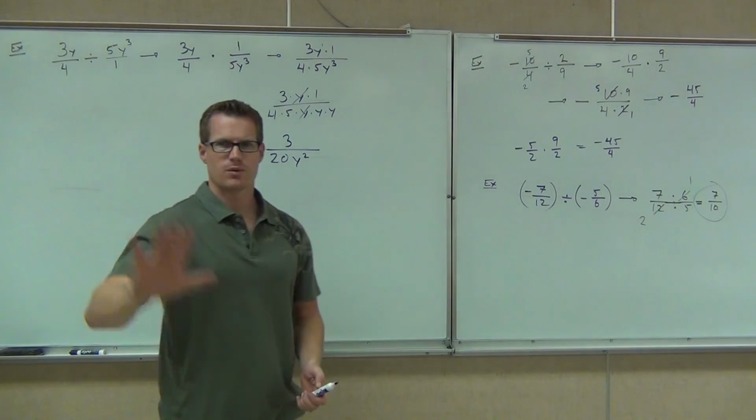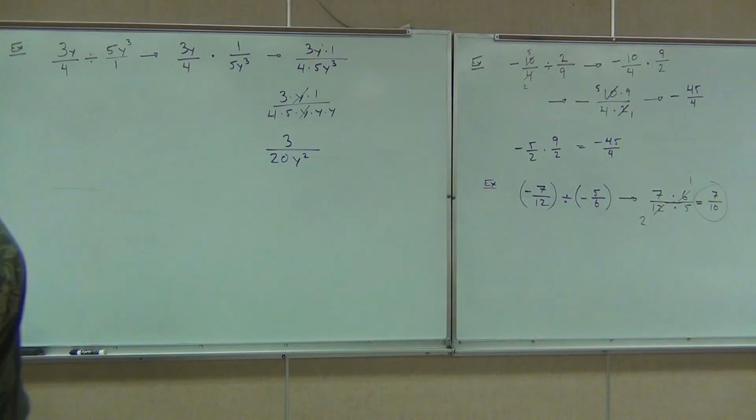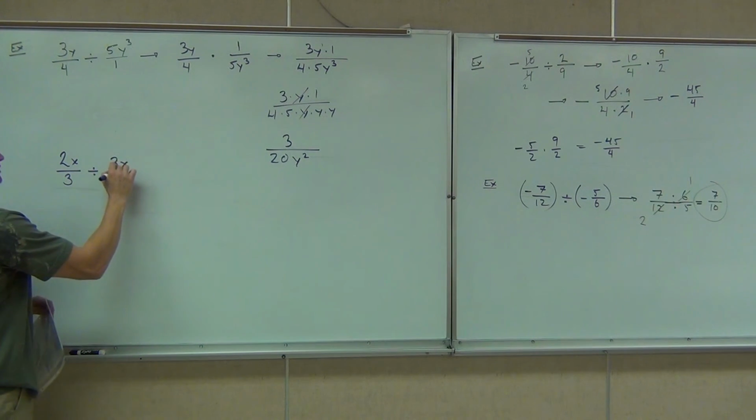Folks, would you raise your hand if that one made sense to you? All right. Try one of these things on your own. Let's do 2x over 3 divided by 3x squared.